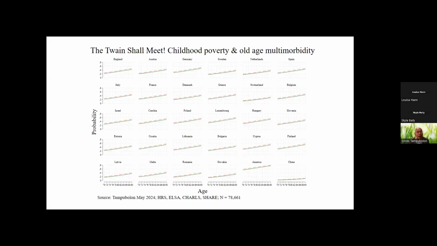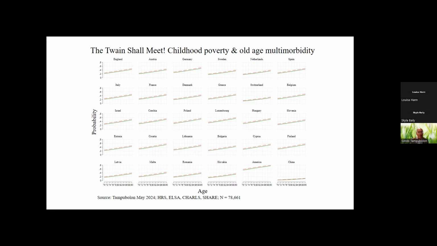Now, this is how childhood poverty relates to multimorbidity in all the 30 countries. By now, you see the refrain, the familiar red dashed line above the continuous green line. So the childhood poor in all these countries tend to have higher probability of multimorbidity. And I use multimorbidity here as 2 or more chronic conditions. I'm not going to show you whether 3 or more chronic conditions will show a different plot or not. I can tell you it's similar.